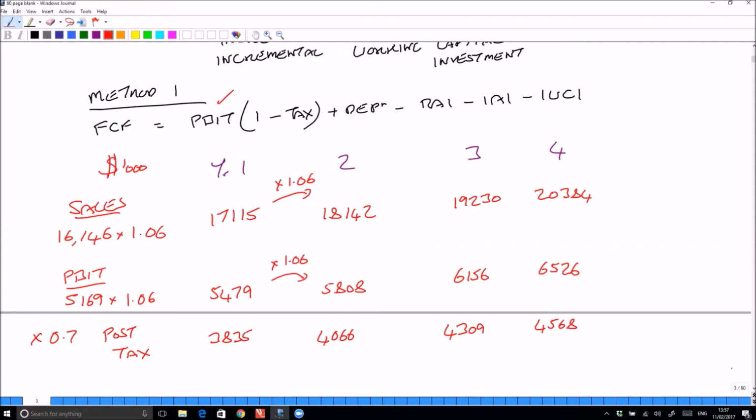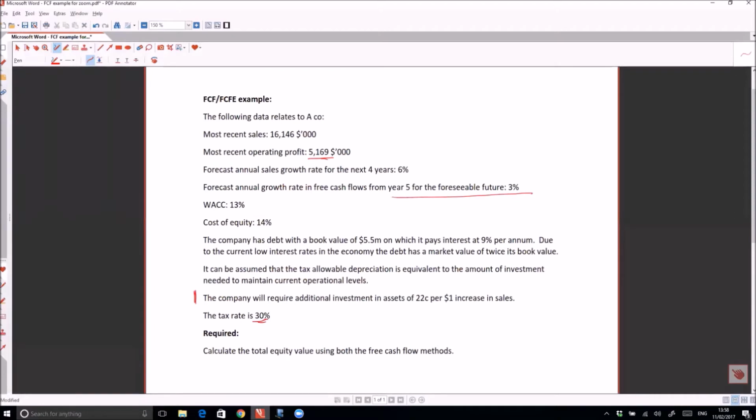Good. Once again, let's have a think what we're doing. We've dealt with the 1 minus tax. What's the next thing to think about? It's the depreciation, isn't it? And here, within the example, there's a very important set of words that the examiner has often used. He writes it slightly differently, but where is it? Yes, it's this set here. What does it say? It can be assumed that the tax allowable depreciation is equivalent to the amount of investment needed to maintain current operational levels. Well, what is the amount of investment needed to maintain current operational levels?